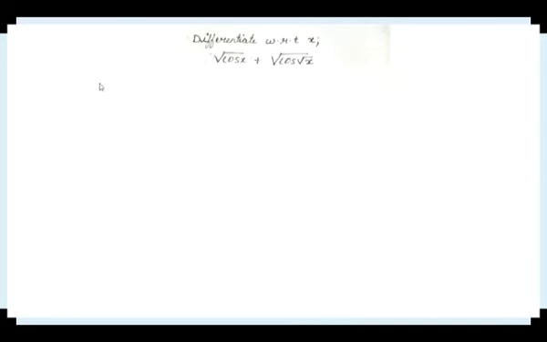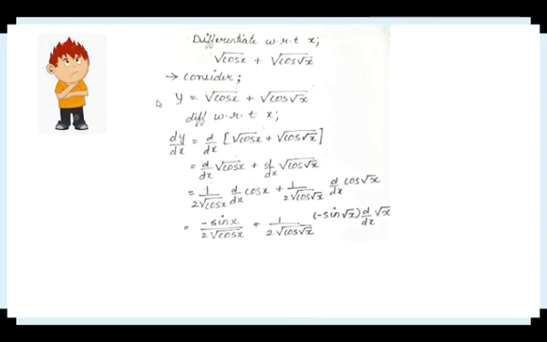The next example is: differentiate root of cos x plus root of cos of root x. So first of all, we will be considering y equal to root of cos x plus root of cos of root x. We will be differentiating first. So dy by dx equal to d/dx of root of cos x plus root of cos of root x. Over here, I have applied the rule of differentiation. So this will be d/dx of root of cos x plus d/dx of root of cos of root x.